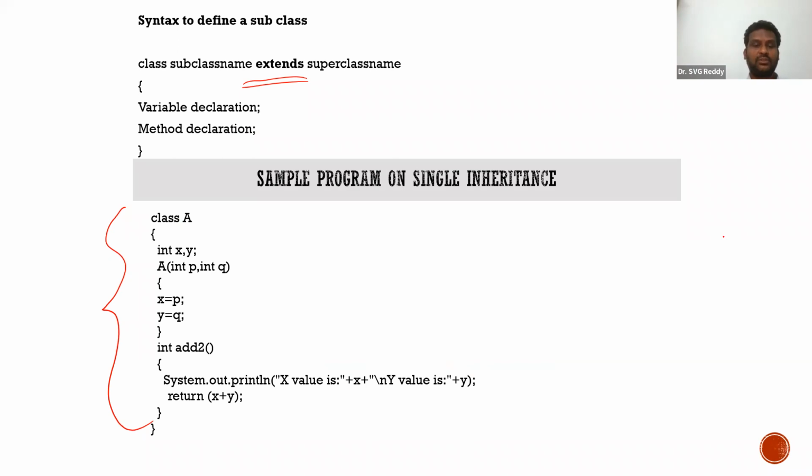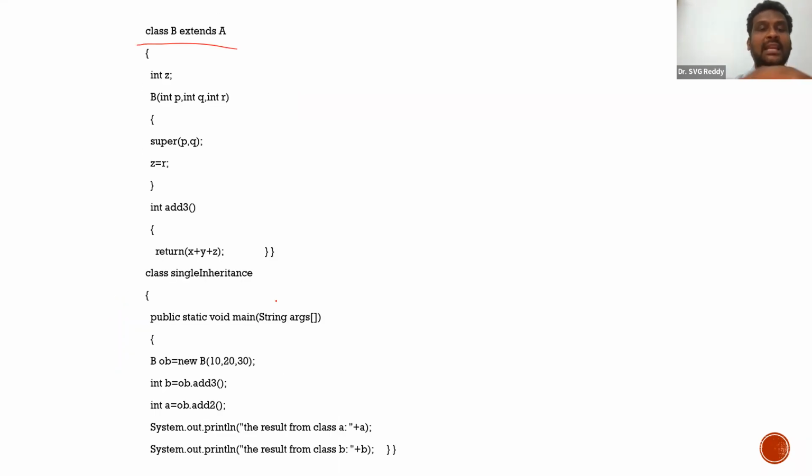A small program. There is a class A which contains variables x and y, a constructor, and a method called add2. And then class B which contains variable z, a constructor, and a method called add3. So see, there are two classes, class A and class B. Then there is a main class here, single inheritance of course, and then the main function.